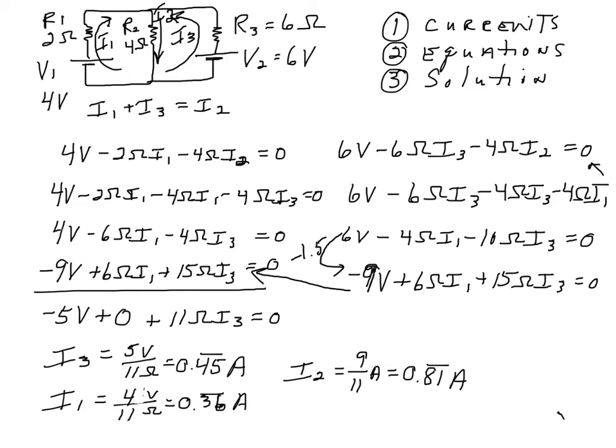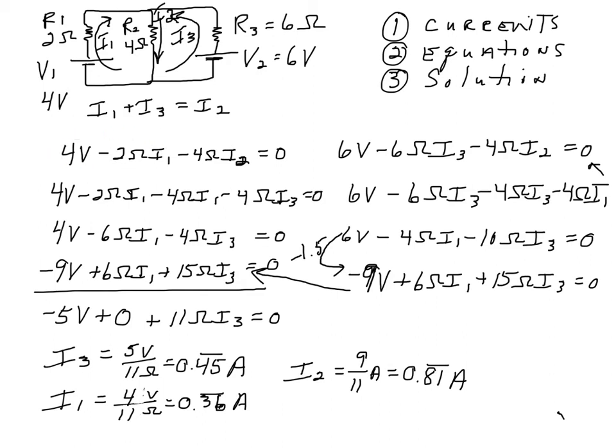Then we do the left-hand loop rule starting here. We go through the battery, that's 4 volts. We go through this resistor in the direction of the current. I forgot to mention that in the direction of the current is positive and opposite the current is negative. So the voltage drop across here is going to be the current times the resistance. And it's a drop, so negative 2 ohms I1. And then we have negative 4 ohms I2. That all has to equal 0 by the loop rule.